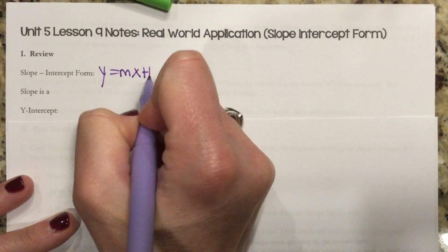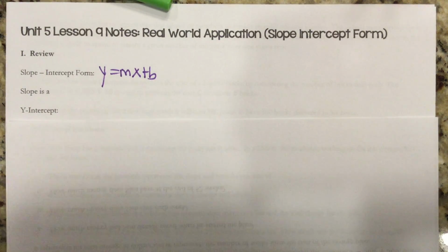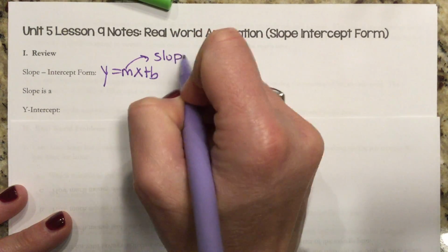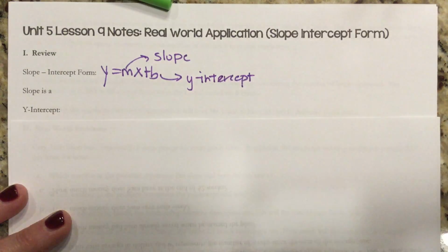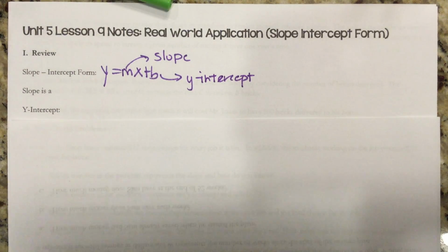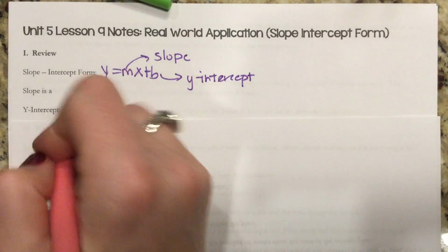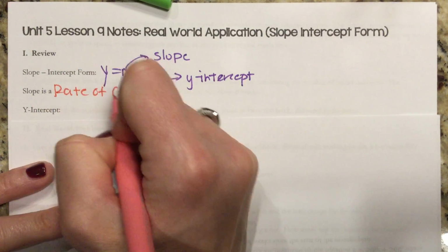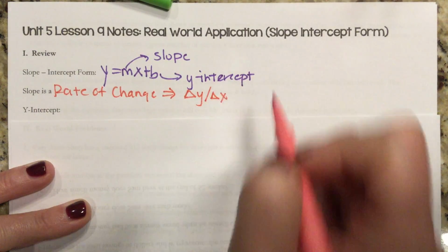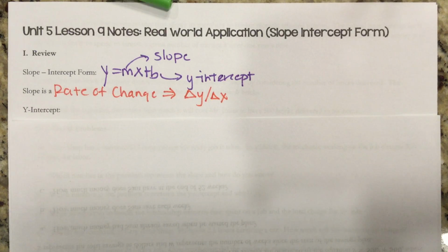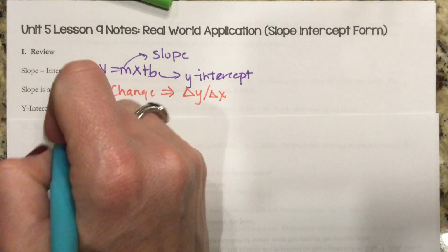If you'll recall, slope-intercept form looks like y equals mx plus b. In that form, m is the slope and b is our y-intercept. The slope of an equation is the rate of change. The slope looks at how our y values change versus how our x values change. Finally, our y-intercept, remember, is a constant. It is the number without a variable.